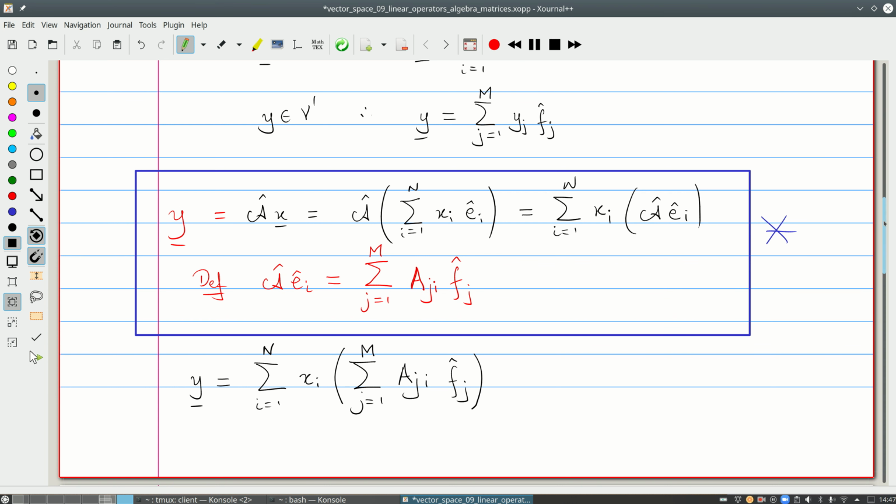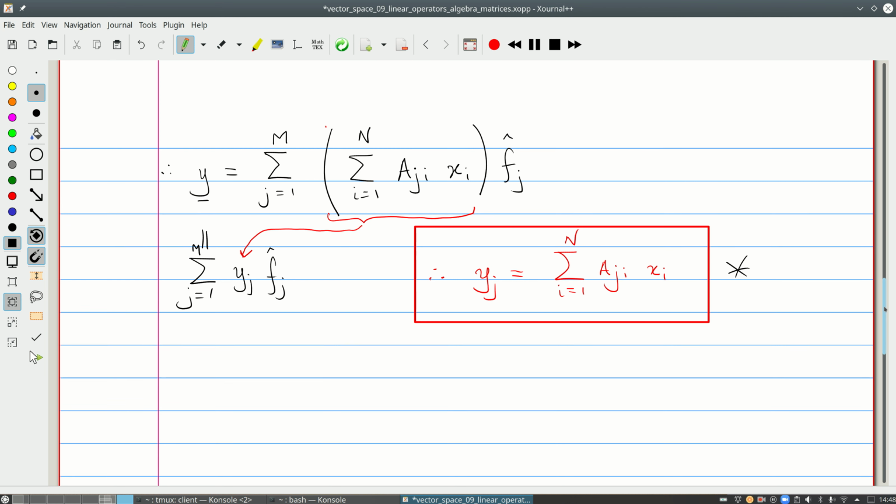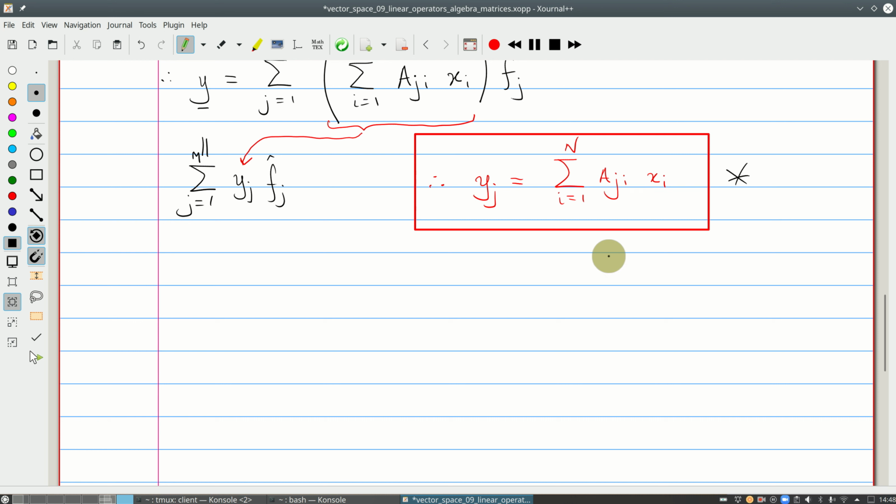Once I have this definition, then with a bit of basic algebra, we've been able to relate the expansion coefficients for the vector y in the V prime space with the expansion coefficients for the vector x in the V space. So we now know how the vectors x and y are related, and they're related through these a_ji. Now we know that, so let's write this in what would be a traditional form, and then we'll see examples of what these terms are. This is a column vector. We can write this in vector form as follows.